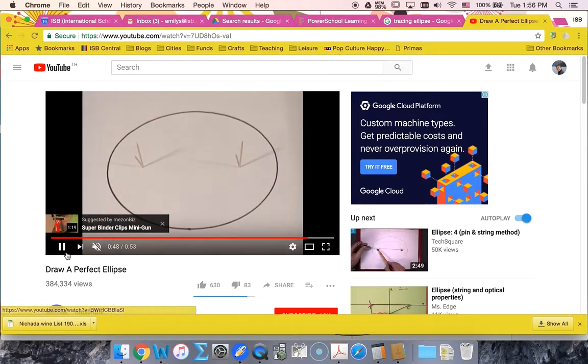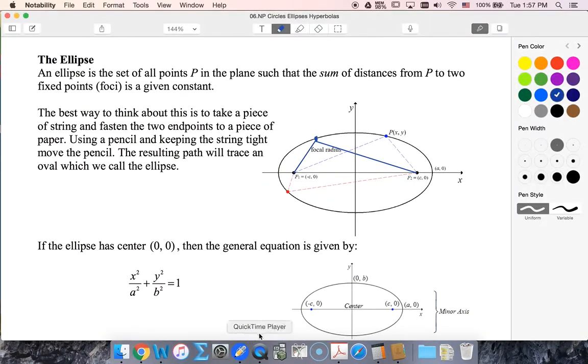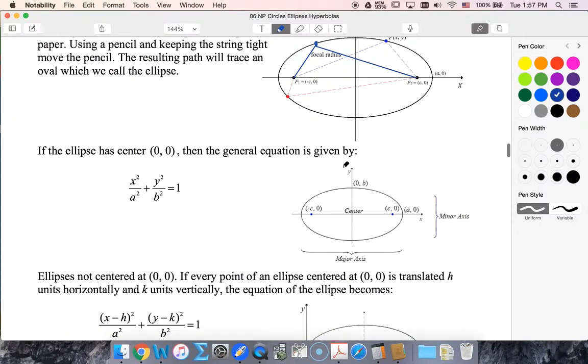All right, so let me stop this and come back over here. So that's what an ellipse looks like. Let's look at the equation for an ellipse. If we're centered at 0, 0, then my equation is going to be x squared over a squared. So a is going to be my distance from the center going out to the widest point. So this is my distance a.